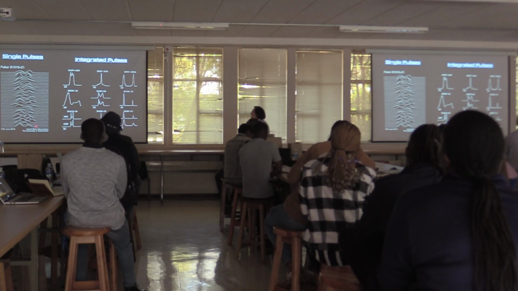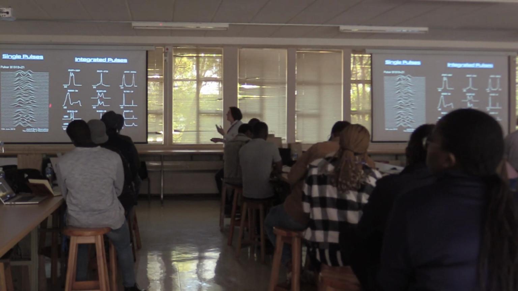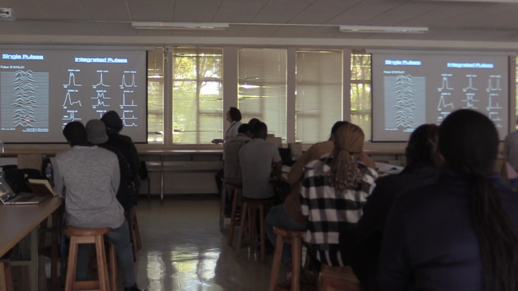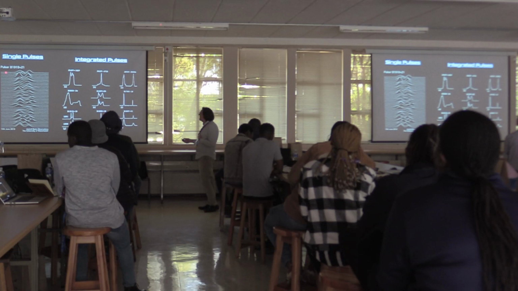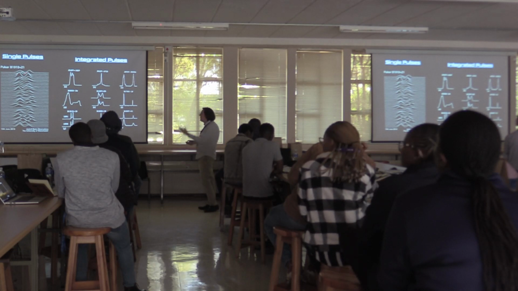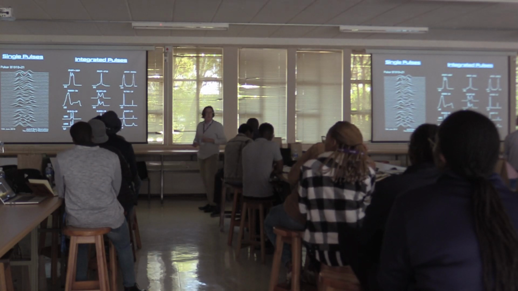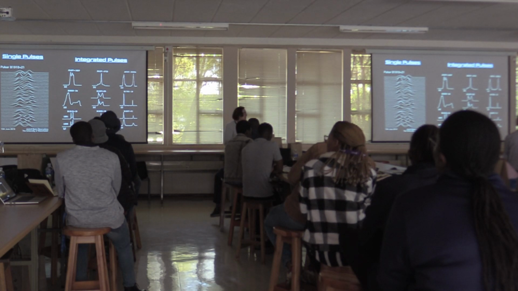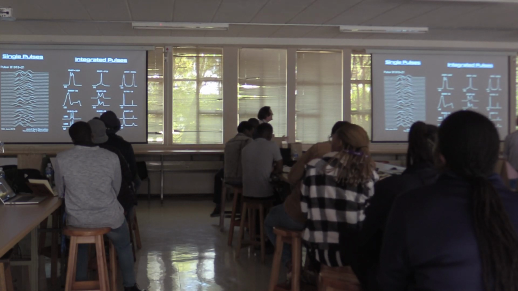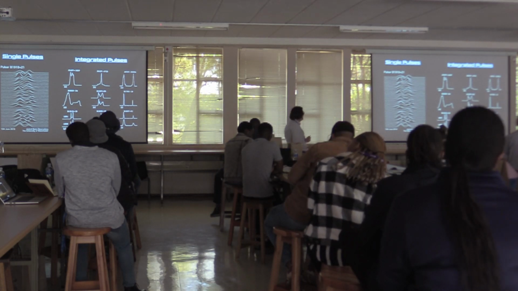So this is what pulsar data looks like. On the left you get what we call a single pulse stack. Each of these lines corresponds to one rotation of the pulsar, with the amplitude of the line indicating the intensity that you measure.